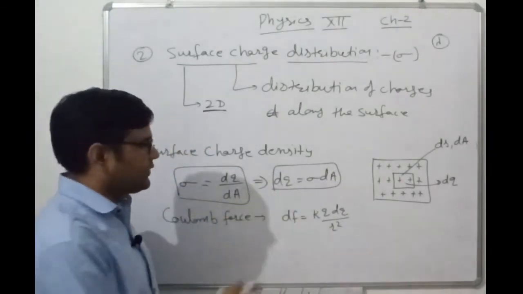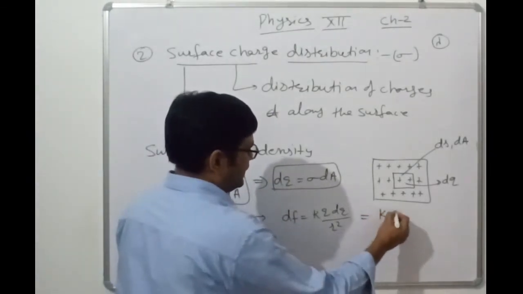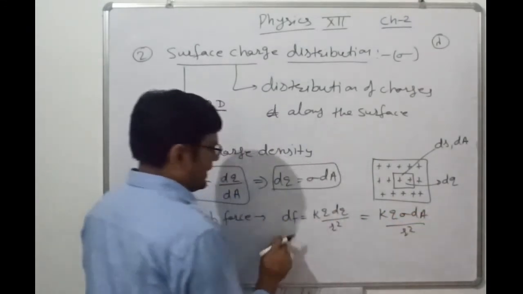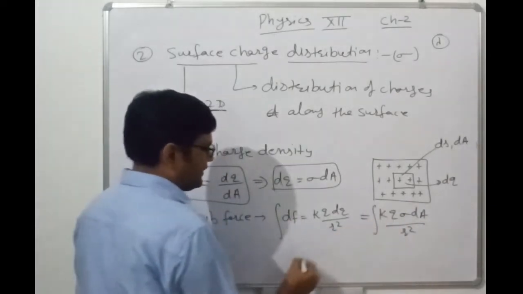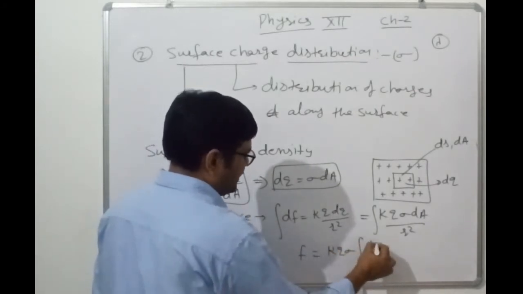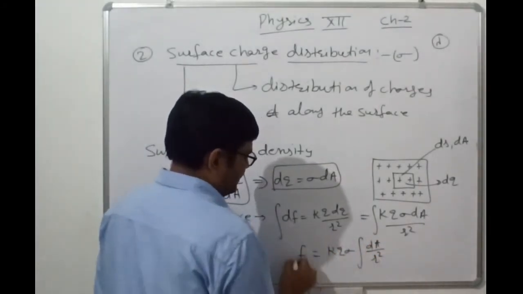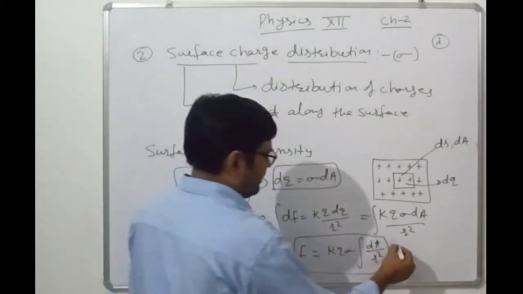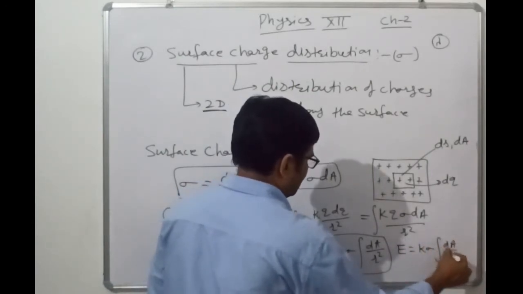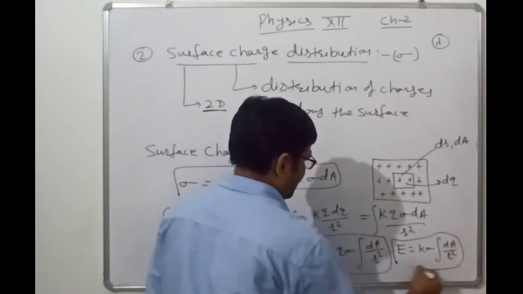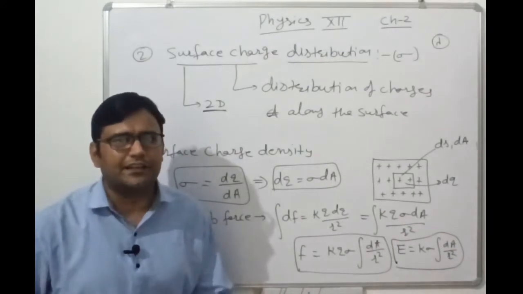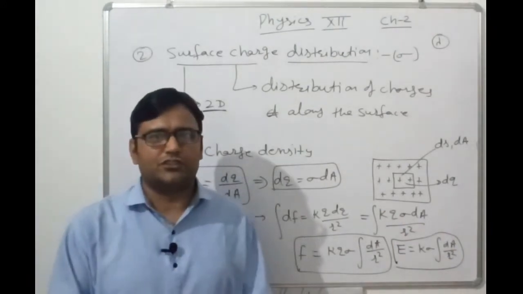Now this dq is put down here and we get k q sigma dA divided by r square. To calculate the F, we integrate both parts and get F equal to k q sigma, which is constant here, times the integral of dA upon r square. Clear? If we calculate the electric field, it is k sigma dA upon r square. This formulation is directly used when we are deriving the expressions with the help of the Gauss law. Is it clear? It is the second type of charge distribution.